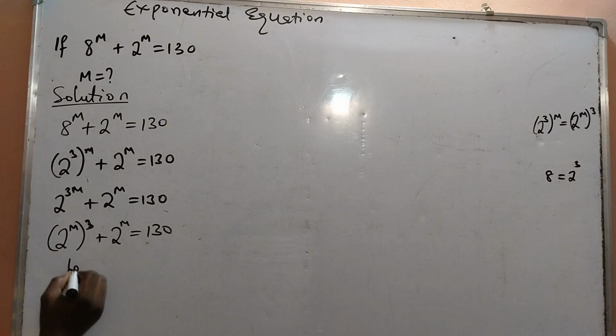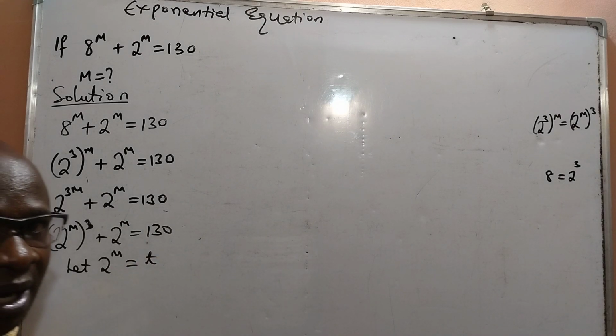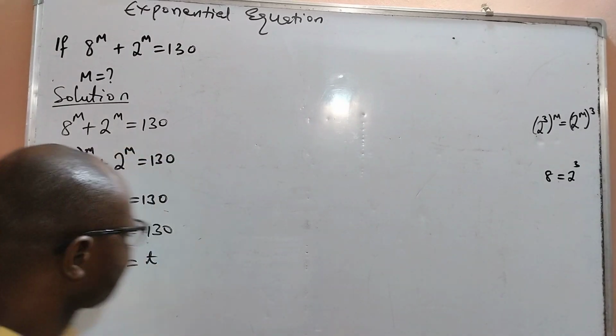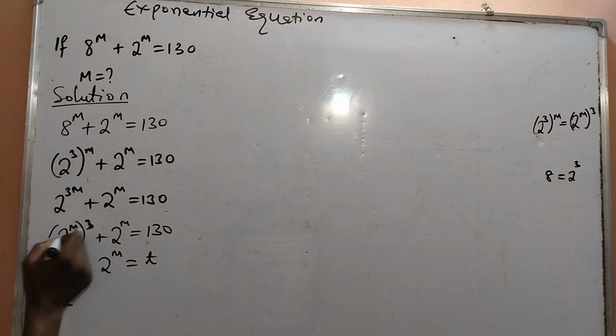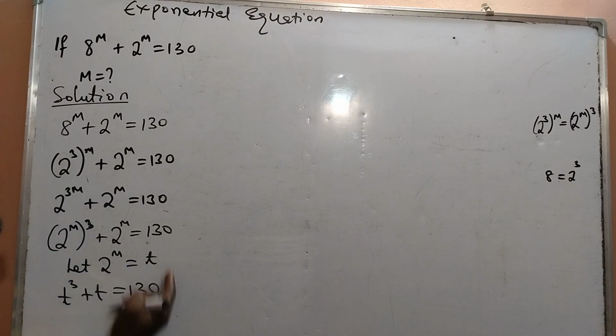At this point, let 2 raised to the power m be equal to t. Anywhere I see 2 raised to the power m, I will represent it with the letter t. That means I will have t, which is 2 raised to the power m, raised to the power 3, so t raised to the power 3 plus t is equal to 130. I can now move 130 from the right hand side to the left hand side, and it will give me t raised to the power 3 plus t minus 130 is equal to 0.